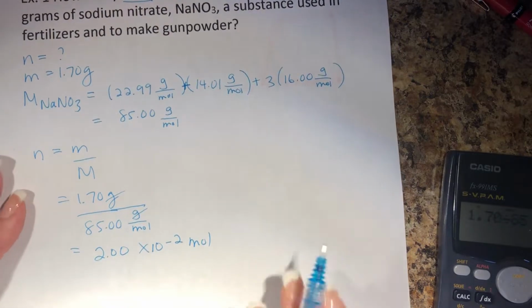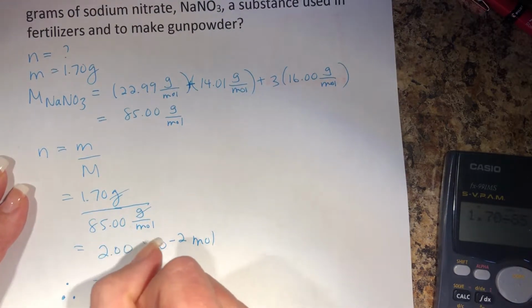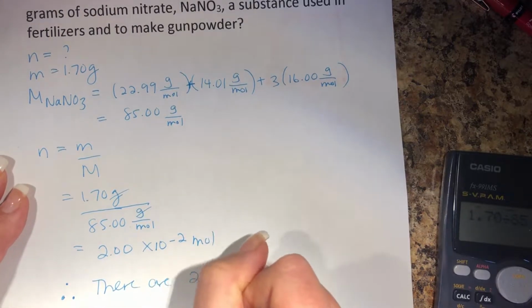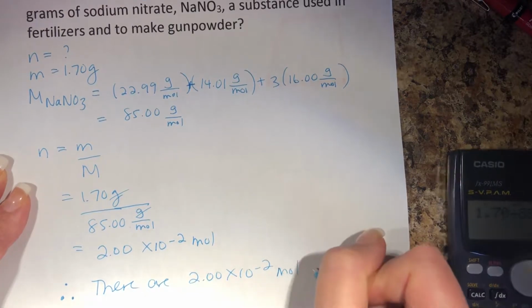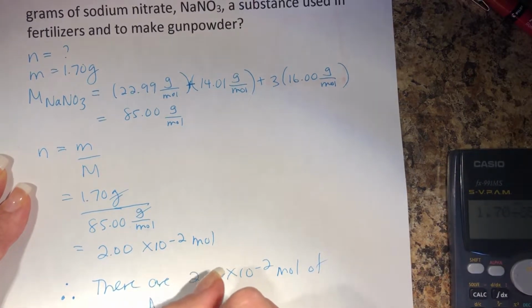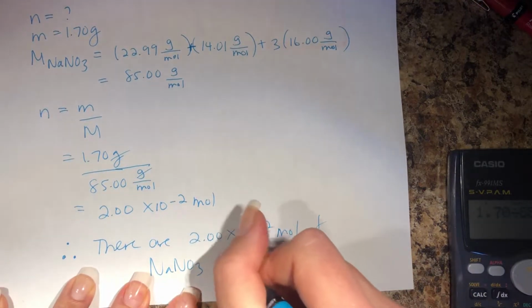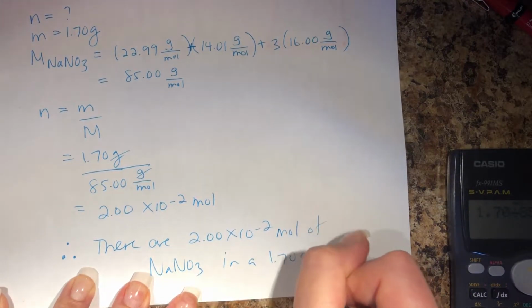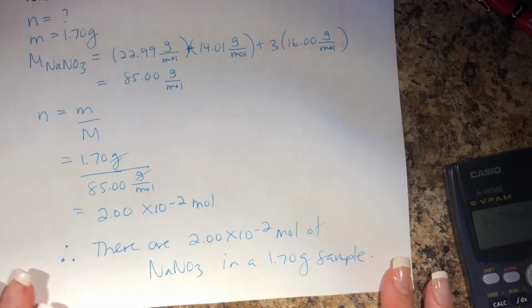Okay, and so from there we need a therefore statement. So therefore, there are 2.00 times 10 to the negative 2 mole of sodium nitrate in a 1.70 gram sample. Okay, moving on to another example. Same kind of question.